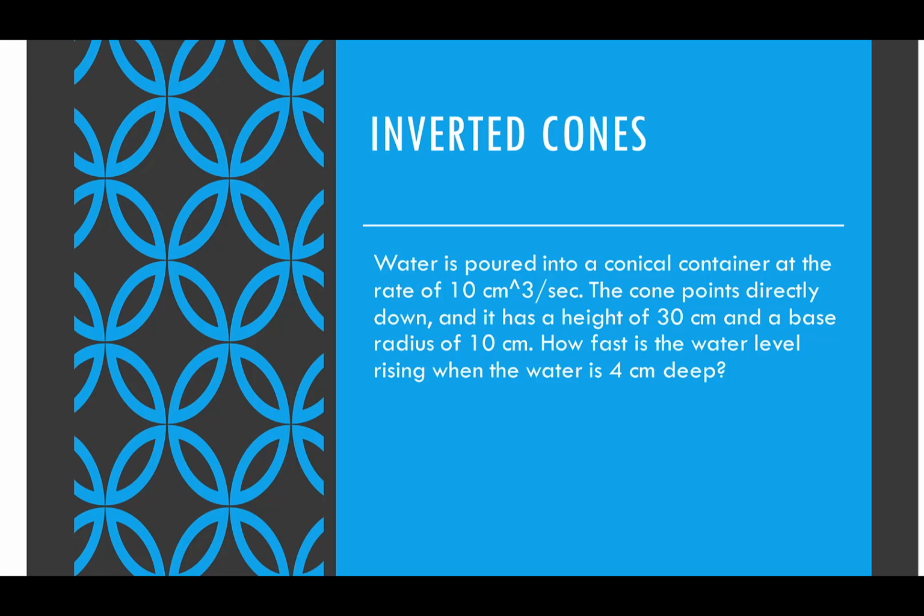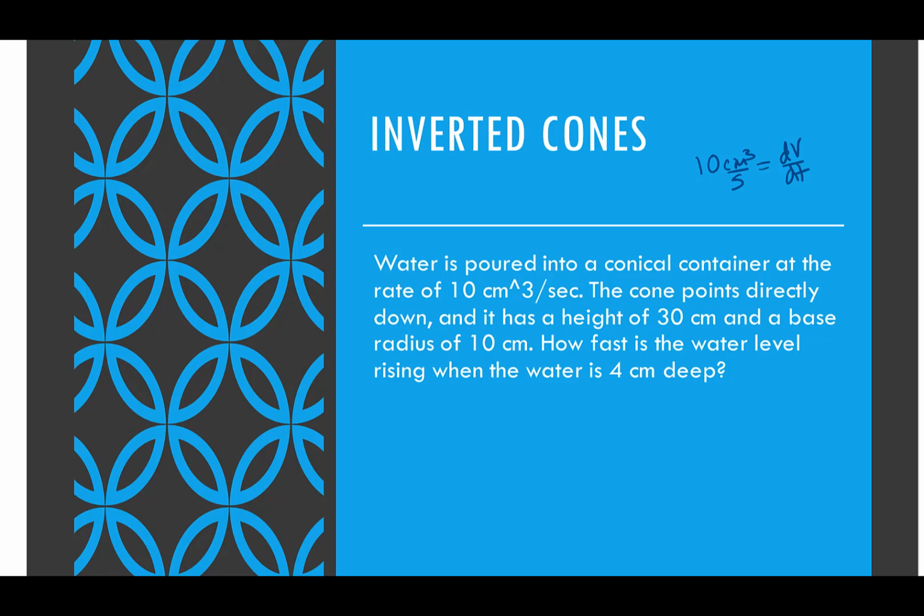Let's talk about it. So water is poured into a conical container at the rate of 10 cubic centimeters. Hold on. Let's just start writing stuff down as we go through this. 10 cubic centimeters per second. That's got to be a rate. That has to be the change in the volume with respect to time. It just has to be, because we have a cubic, and it's changing. That's got to be something that has to do with volume. So we got that part.